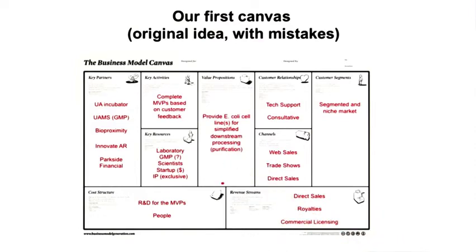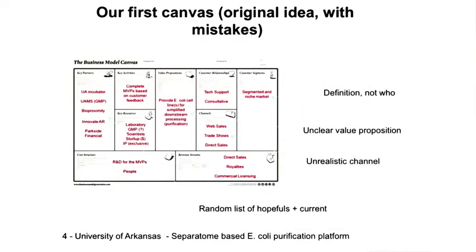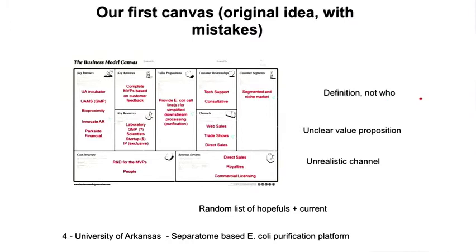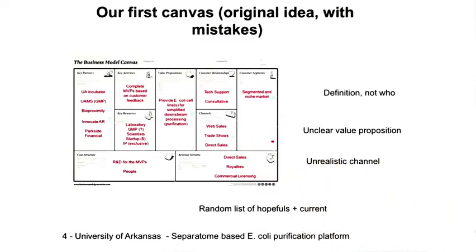And they said, our customer segment is segmented in niche marketing. Now, in hindsight, after the end of the class, they were the ones who actually went in and said, yeah, that was kind of a definition of what a customer segment was, but they didn't really describe who. And their value proposition, as even they realized later, was pretty unclear. And their channels, when they said web sales and trade shows and direct sales, in hindsight, looked pretty unrealistic. And for partners, they just said, when we look at it now, it really kind of looks like a random list of hopefuls.